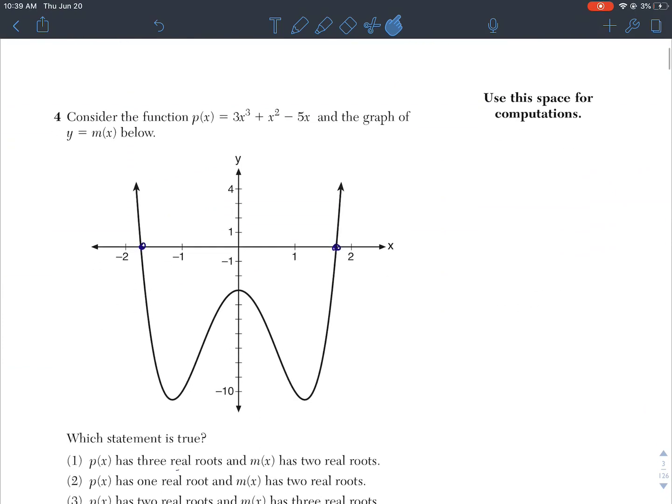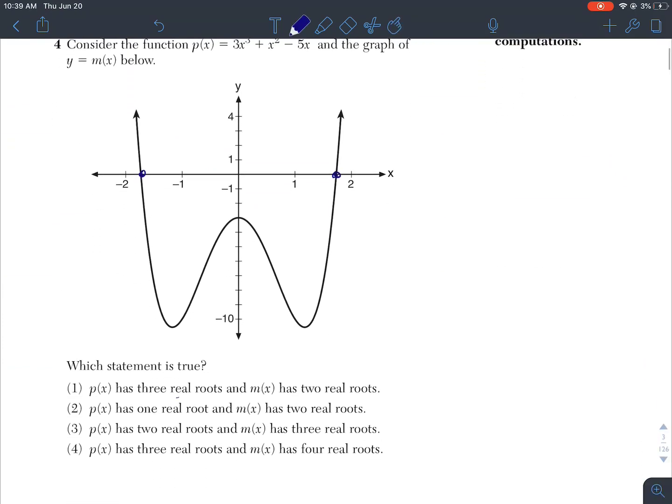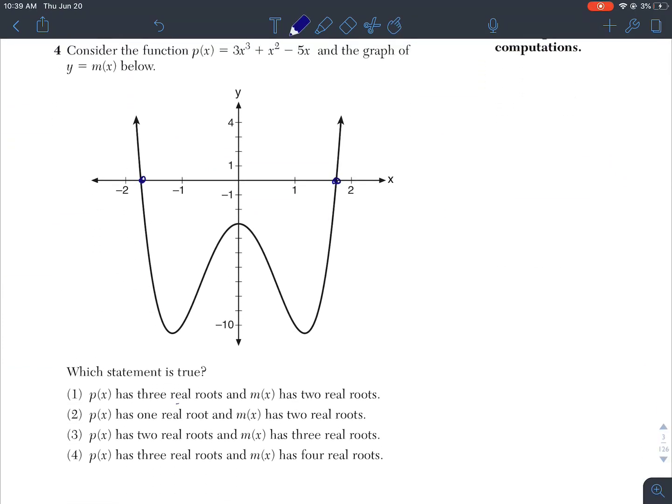Next up, consider the function p of x equals 3x squared plus x squared minus 5x, and the graph of y equals m of x below. So this one threw me off the first time I read it. There are two different functions here. There's p of x, and there's m of x.